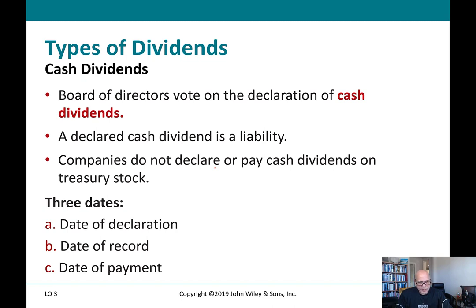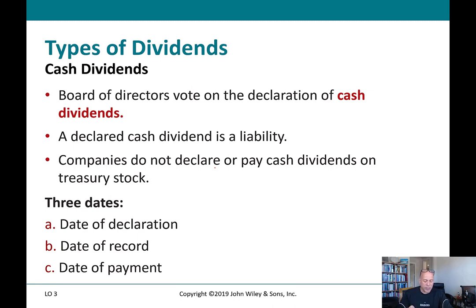And there are three dates that you're going to have to know the definition of. Declaration date is the day we declare the dividend. At that time, we will debit retained earnings and credit dividend payable. It is a liability. Date of record fixes the date that we're going to pay the dividend to individuals that are holding the stock at that point in time.